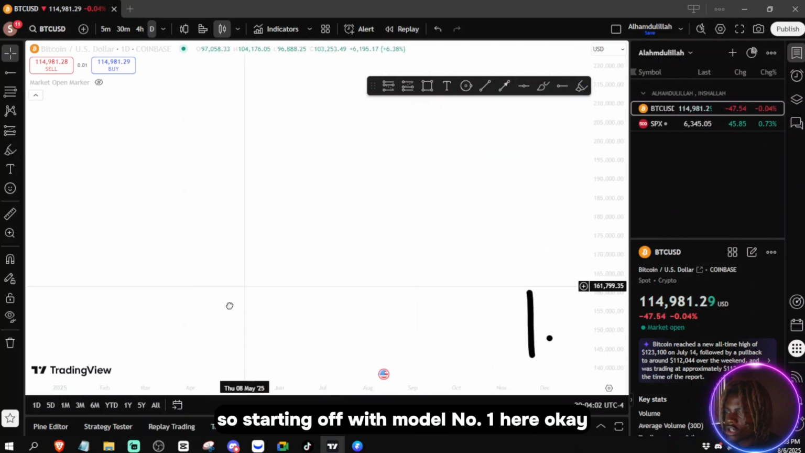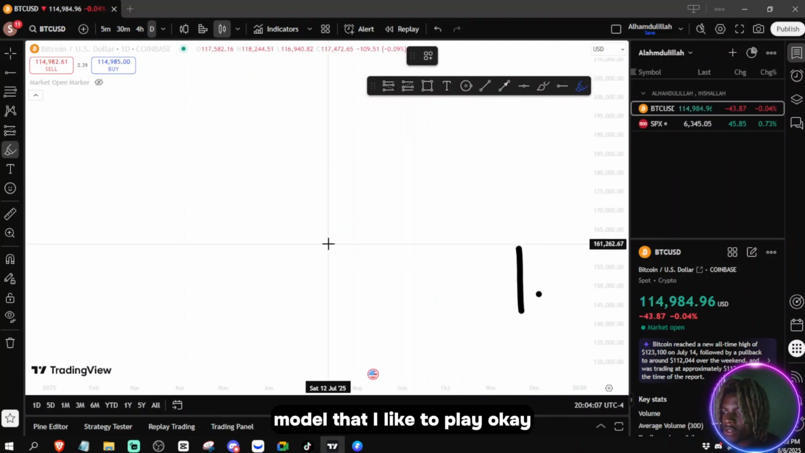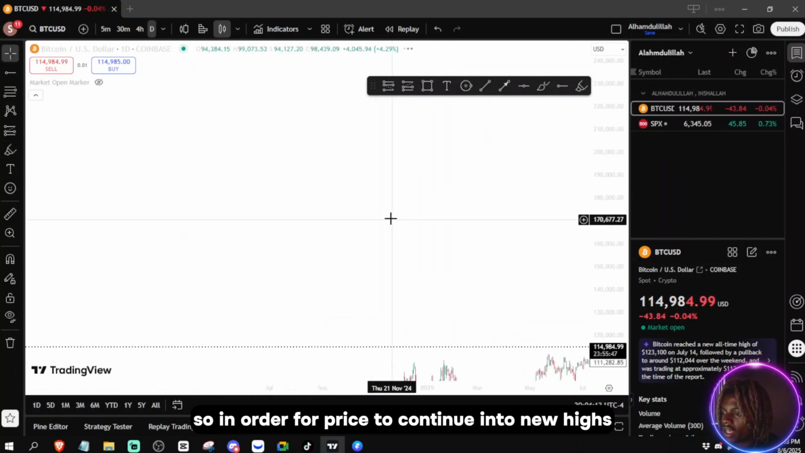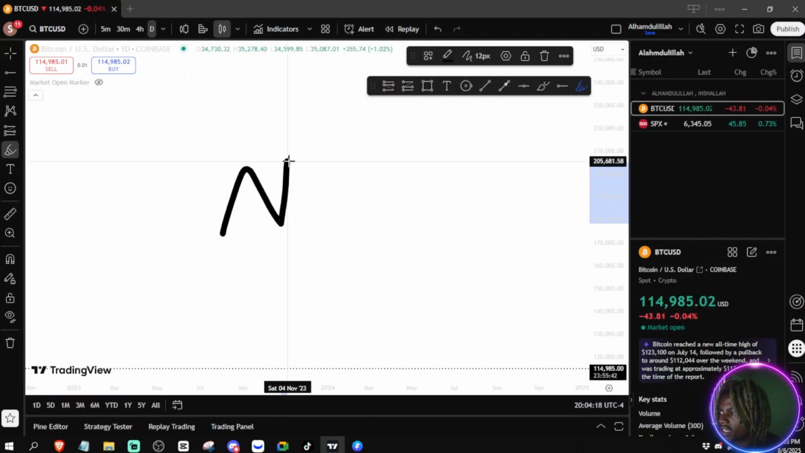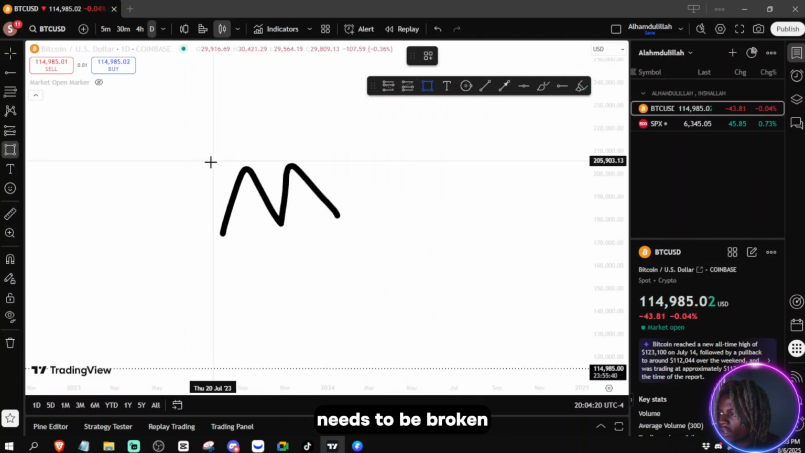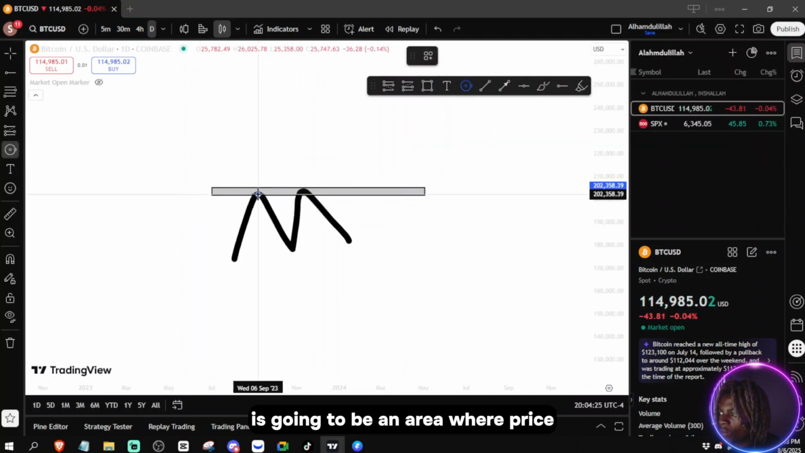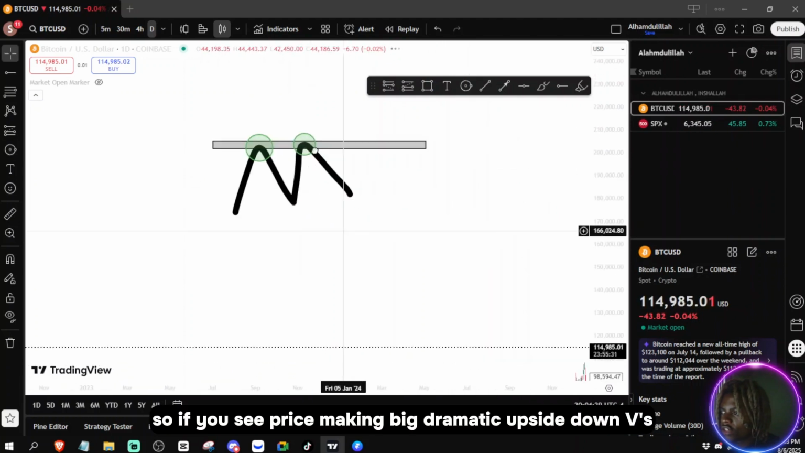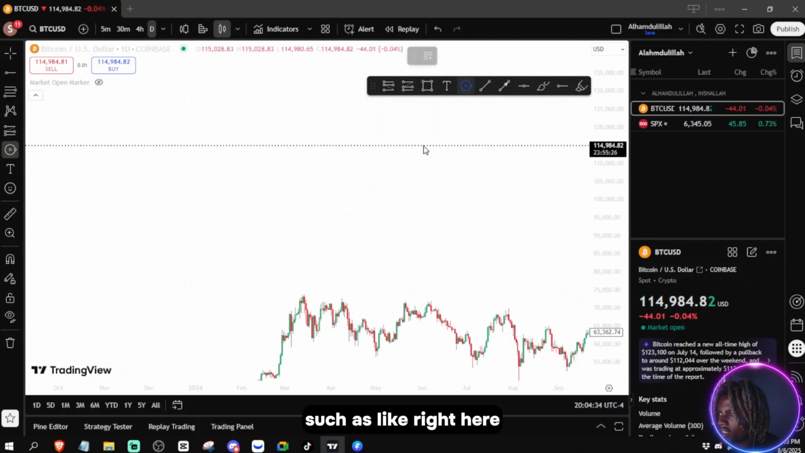Starting off with model number one here. This is going to be the most simple model that I like to play. In order for price to continue into new highs, what's called resistance needs to be broken. And resistance is an area where price decides to sell off. So if you see price making big dramatic upside down V's, such as right here.